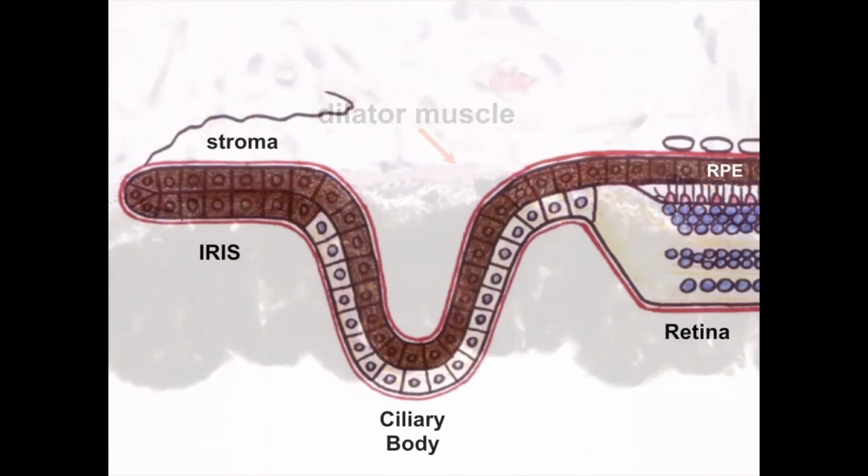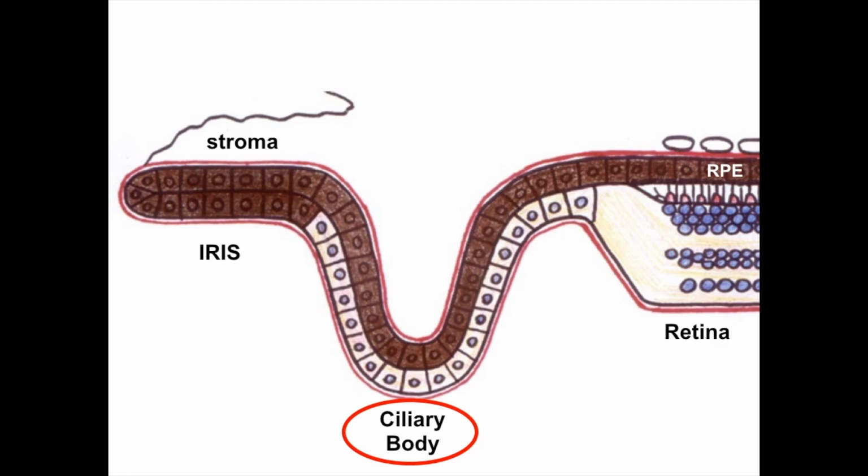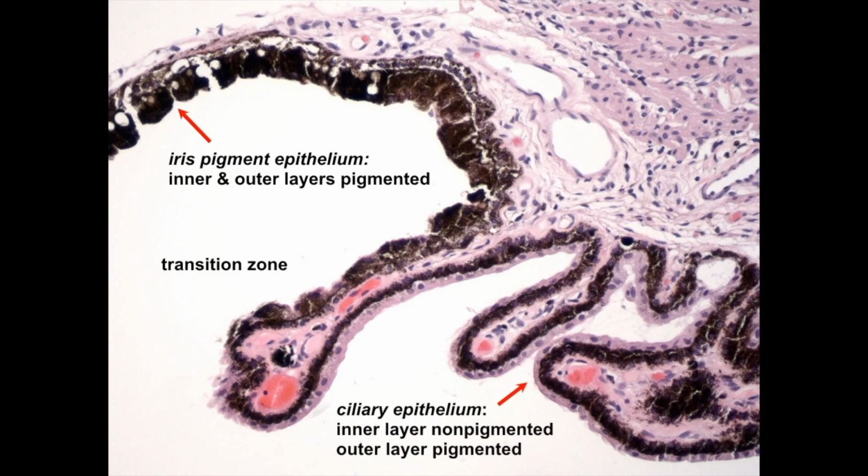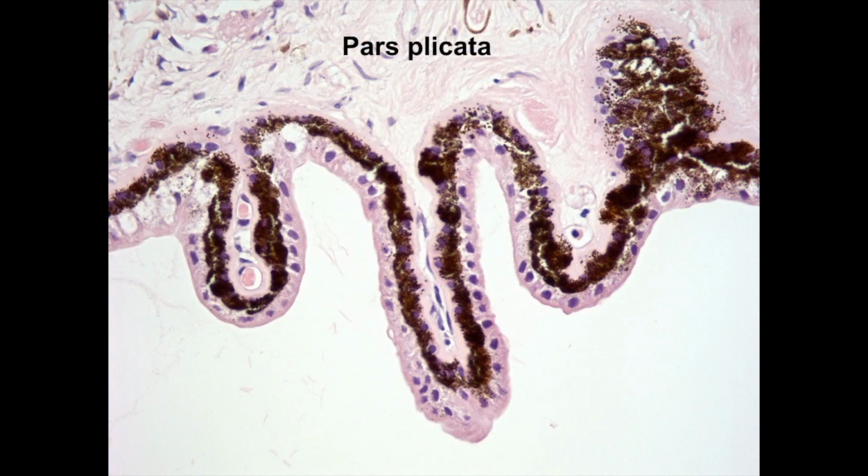The epithelium of the ciliary body is a half-pigmented bilayer. The outer layer is pigmented, and the inner layer is non-pigmented. The transition between the iris pigment epithelium and the ciliary body epithelium is seen in this photomicrograph. Both inner and outer layers of the iris pigment epithelium are pigmented, but the inner layer of the ciliary body epithelium is non-pigmented. Both layers are fused together apex to apex.